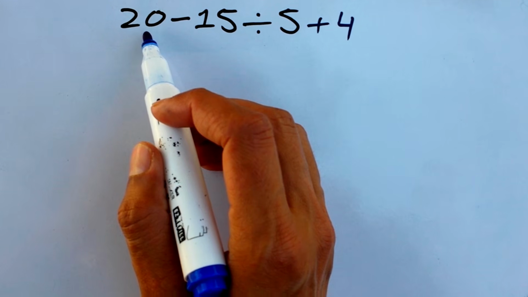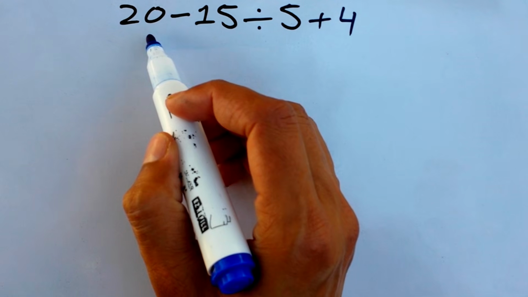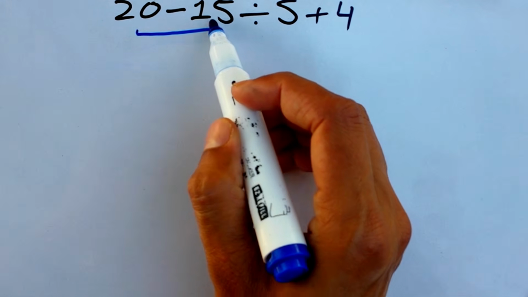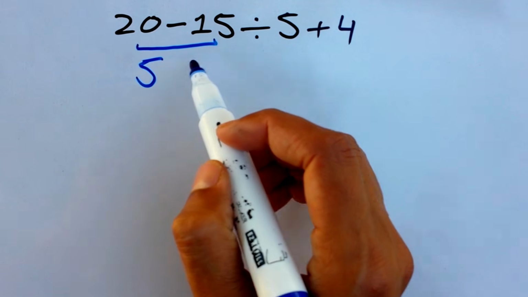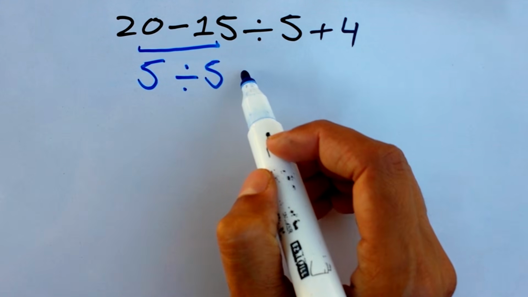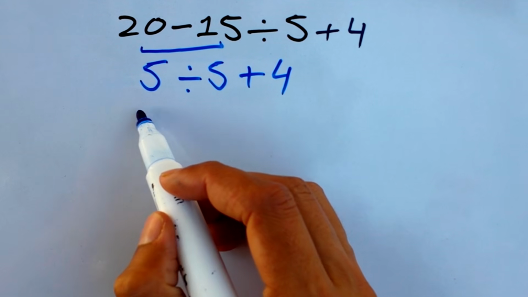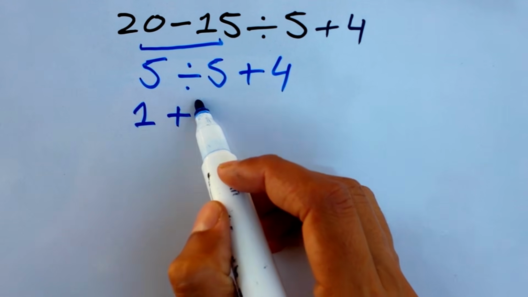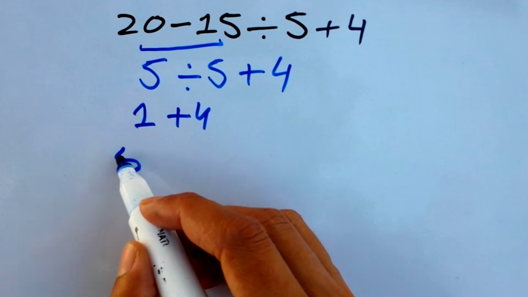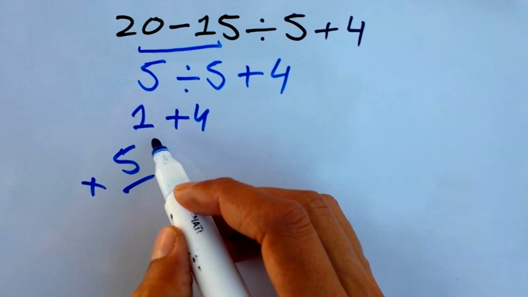So we are solving 20 minus 15 divided by 5 plus 4. So 20 minus 15 equals 5, divided by 5, and plus 4. Now 5 divided by 5 equals 1, and plus 4, and 1 plus 4 equals 5. But this is wrong. Why?